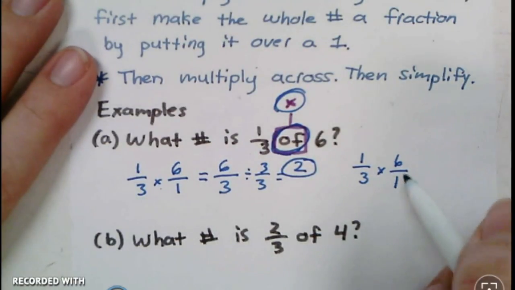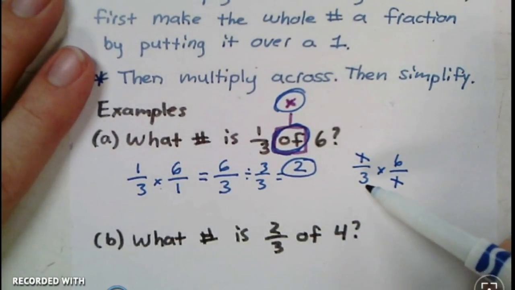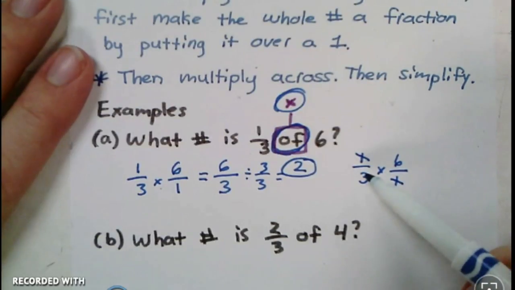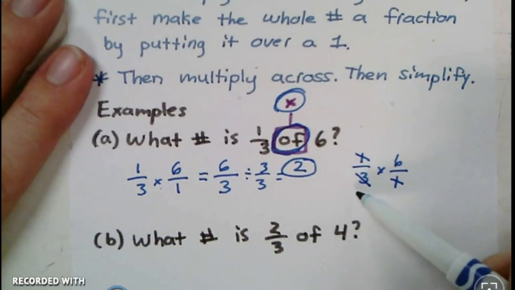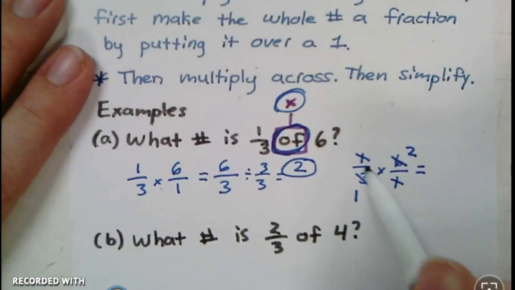So 1 and 1 will just cross off because 1 goes into both of them. And 3 and 6 have a common factor of 3. I can divide 6 by 3, and I can divide 3 by 3. So I'm going to divide 3 by 3 and get 1, and I'm going to divide 6 by 3 and get 2. And now I'm going to multiply across. So the only thing I got left here is a 2.